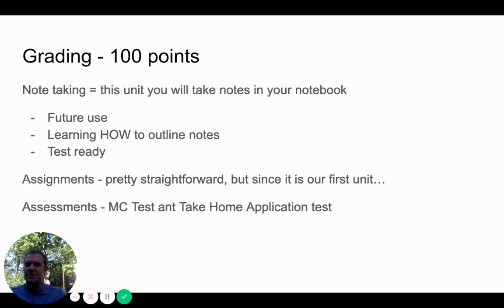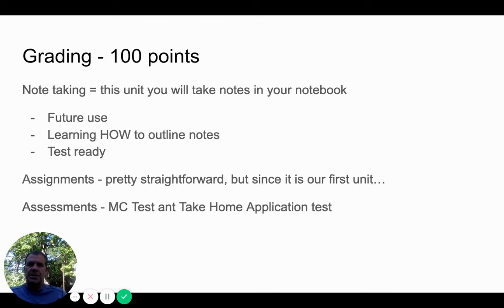As far as grading for this unit, like all units, there's 100 points in this unit. Note taking is an important part for this first unit. So the first video you watch will be of me talking through a Google slide presentation with an outline. And I want you to learn how to take an outline in your notebook. I'm hoping that you have a psychology notebook. If you don't have one yet, then I guess you would do one on paper. But I want you to know how to make an outline.